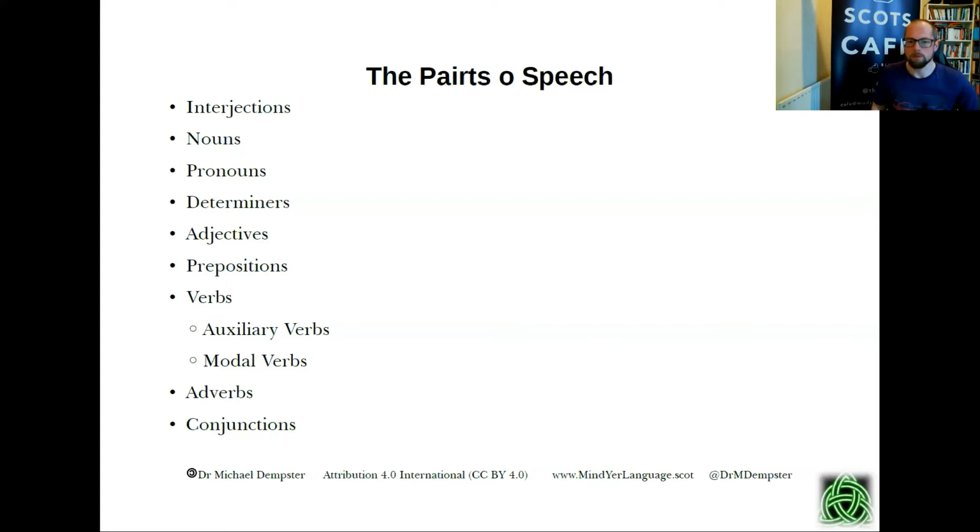And then we've got verbs. They're the action words. So I'll run, I'll dreep, I'll swallow. These are words that tell you about the actions that are going on. But we've got a couple of special ones. We've got the auxiliary verbs, to be, to have, and to do, in Scots. And they help us express different tenses of verbs.